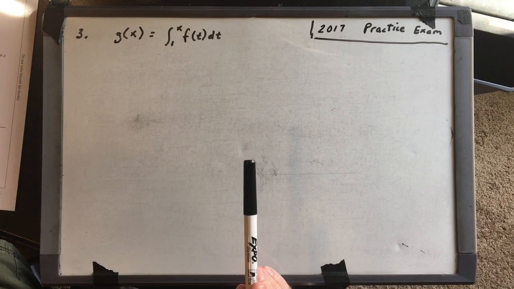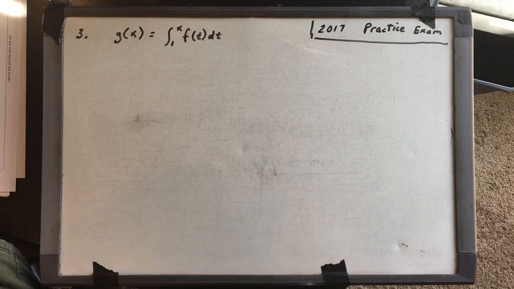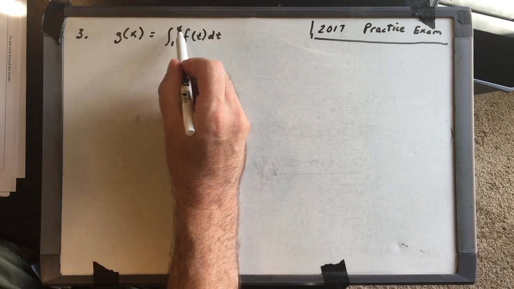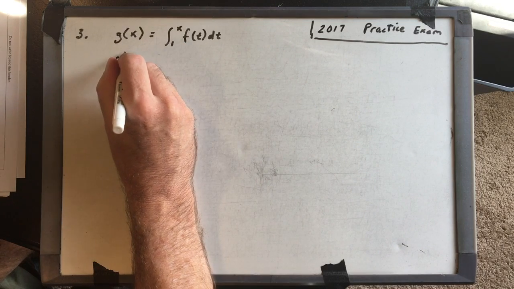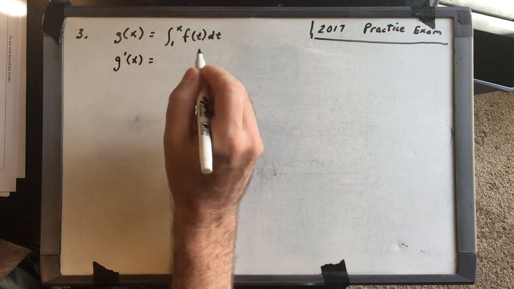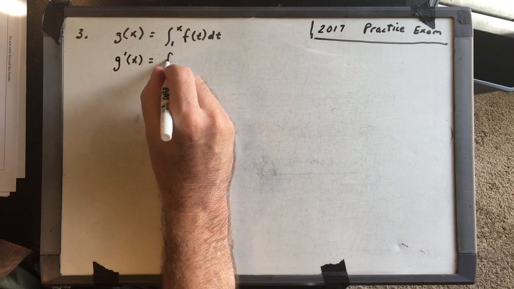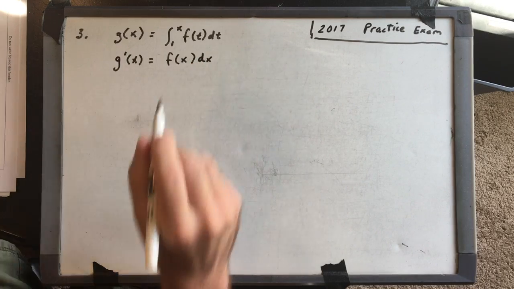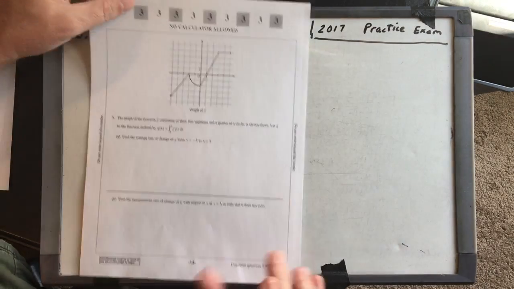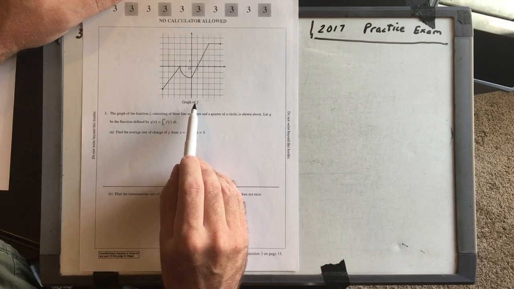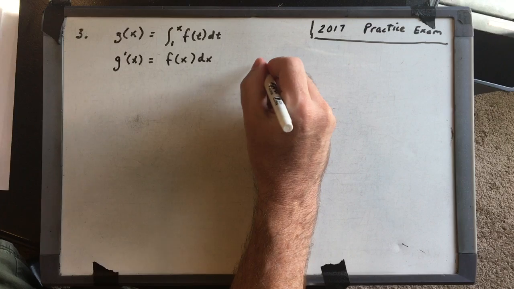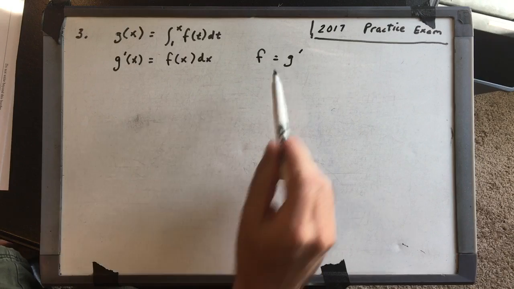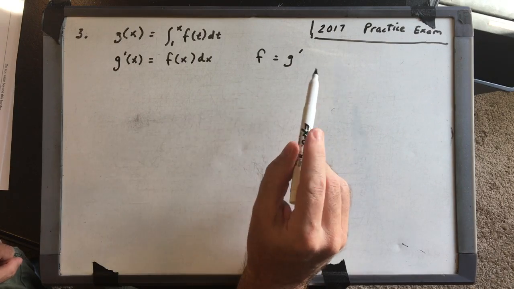The problem says that g of x is equal to the integral from 1 to x of f of t dt. So what that means, remember, if you take the derivative of g of x, g prime of x, you plug the upper limit in. So g prime of x is equal to f of x. So this graph of f is also a graph of g prime. So f is just equal to g prime. That'll help us answer some questions about the function g.